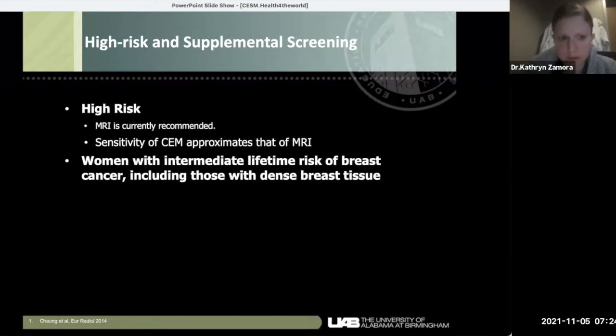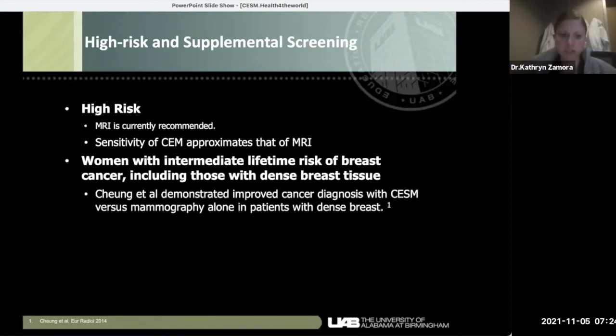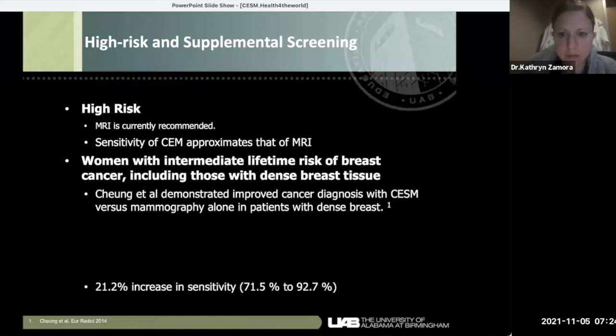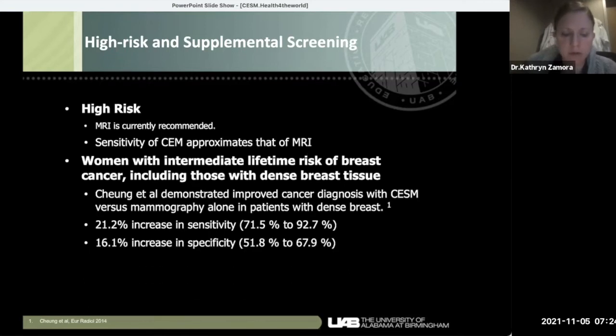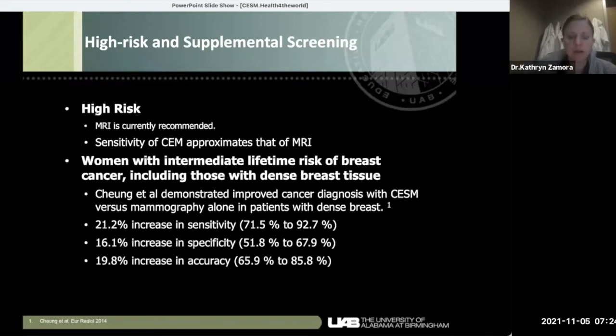Another group of patients to consider are women with intermediate lifetime risk and those with dense breast tissue. There have been some studies that have shown improved cancer diagnosis with contrast enhanced mammography when compared to mammography alone in patients with dense breasts. In this particular study done in 2014, you can see that the numbers are quite impressive: a 21.2% increase in sensitivity, a 16.1% increase in specificity, and a 19.8% increase in accuracy.